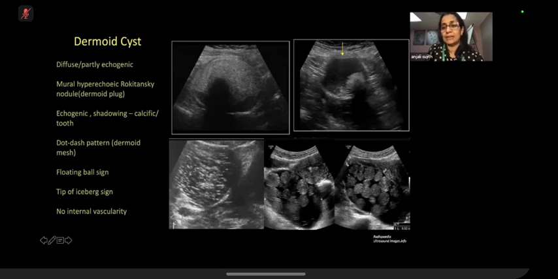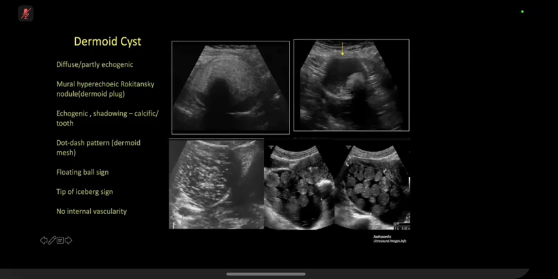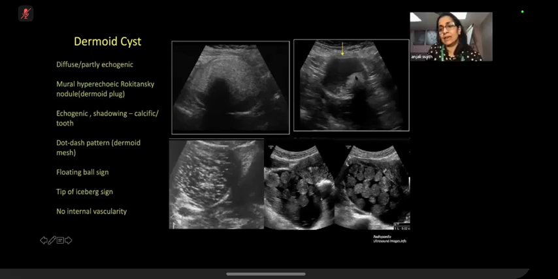And here you can see a peripheral hyperechoic nodule in the periphery with posterior shadowing. This is called the dermoid plug or the Rokitansky nodule. This is another appearance where you get multiple dot and dash hyperechoic foci. And to the bottom right, you have a floating ball appearance, which is the least common, but if you're shown that, it is 100% pathognomonic for dermoid cyst.